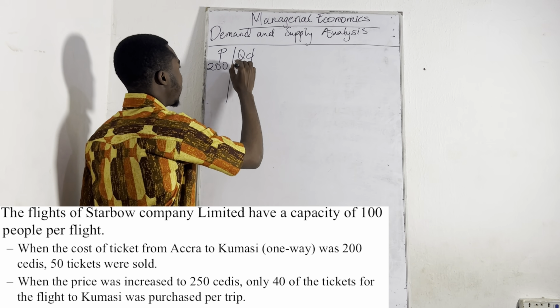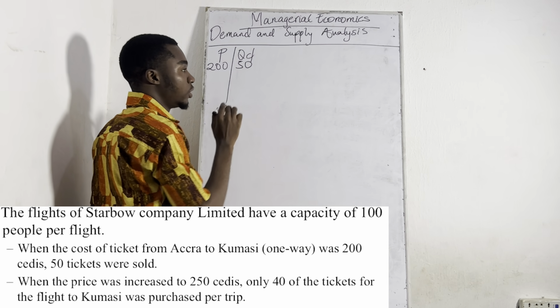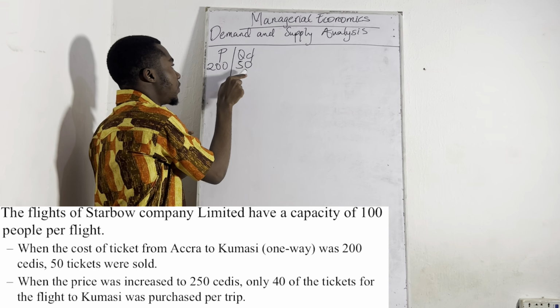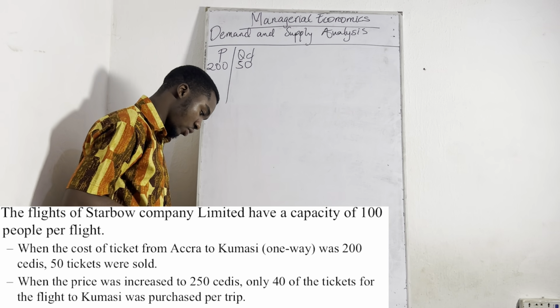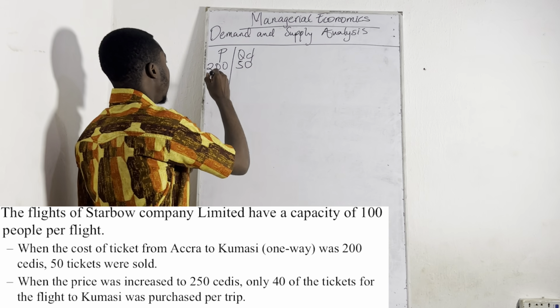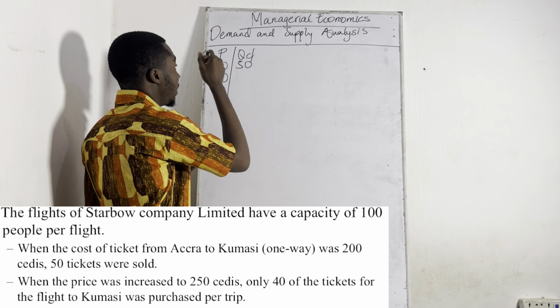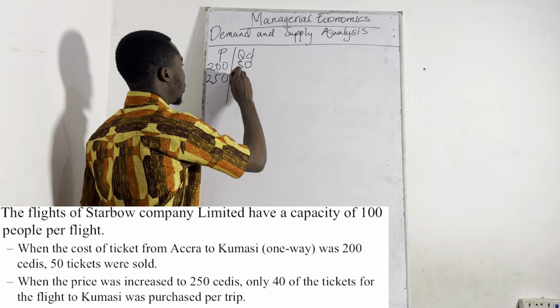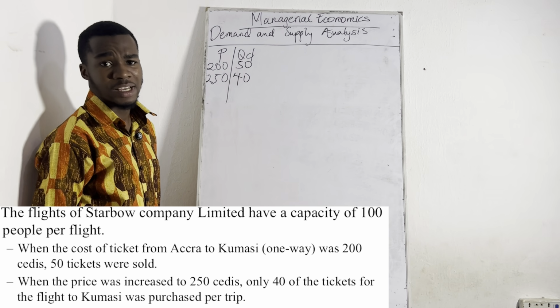So the demand was 50. The number of tickets that people demanded were 50. So when the price of the ticket was 200 cedis, 50 people bought the ticket. Do you get it? Then they said when the price was increased to 250 cedis. So now it's no more 200, it has been increased to 250 cedis. 40 of the tickets were sold per trip. So this satisfies the law of demand.